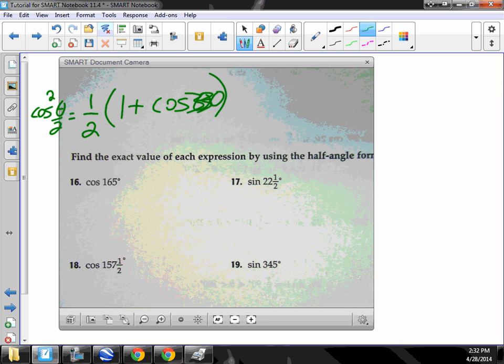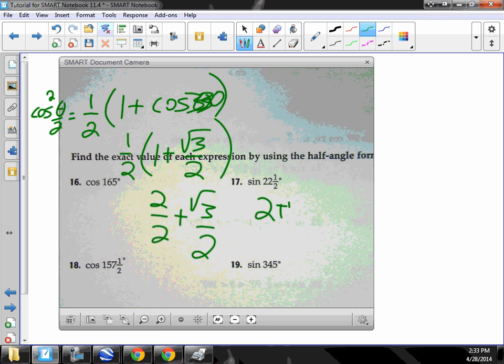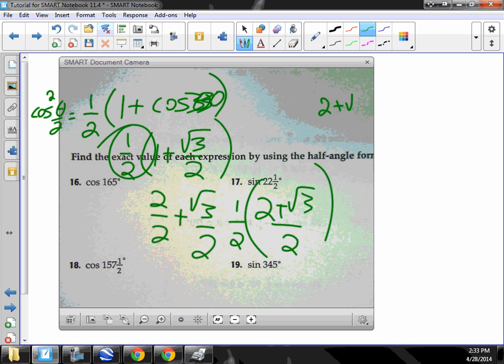So if you look at 330 on your unit circle, is it the x value or the y value? X value, which is root 3 over 2. So 1/2 times 1 plus root 3 over 2. Now we need a common denominator. 2 over 2. So 2 over 2 plus root 3 over 2 is 2 plus root 3 over 2. I'm going to times that by 1/2. So I get 2 plus root 3 over 4.